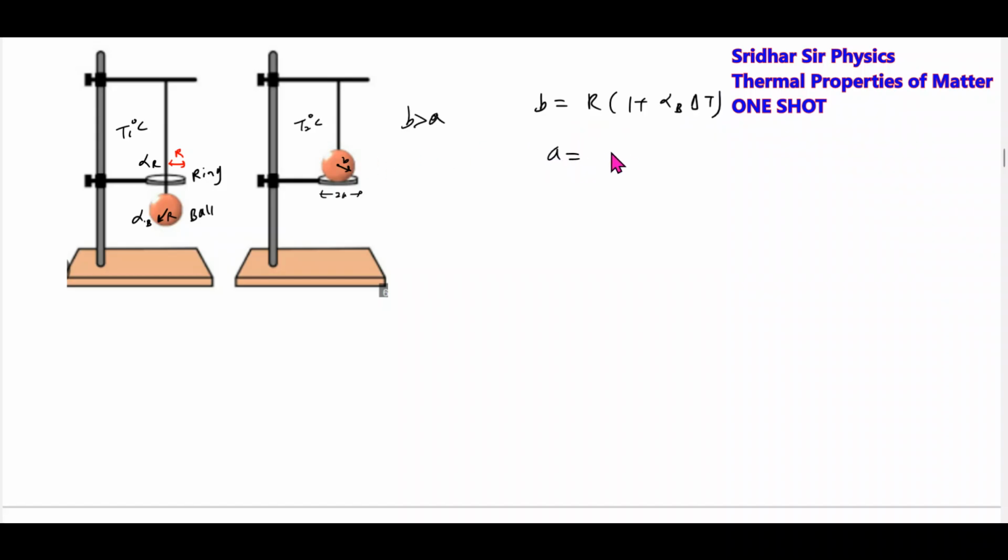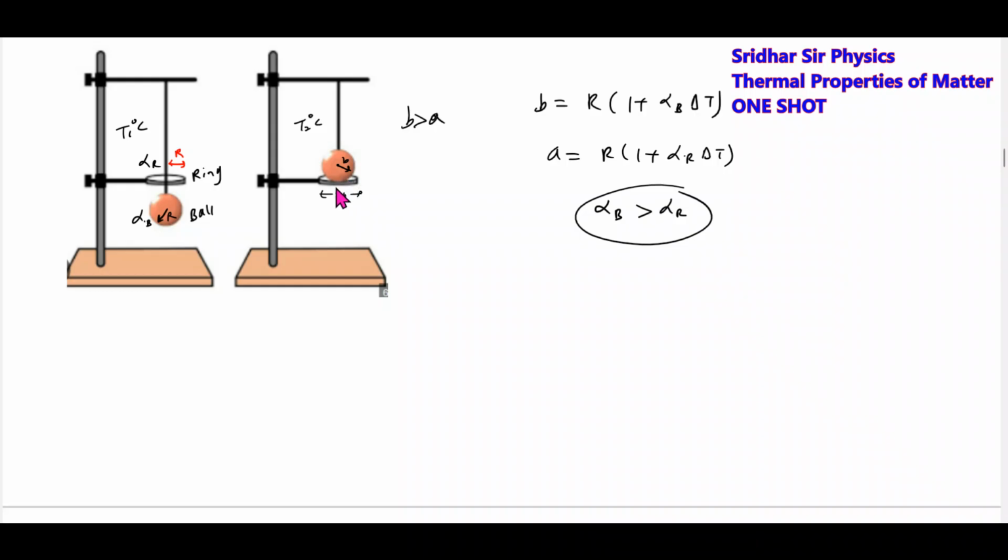Even the ring will expand. A is equal to R into 1 plus alpha of the ring delta theta. Who will expand more? Alpha B is greater than alpha R. Then the ball will fail to pass through. Like this we can find out the alpha of the material. So there's one simple idea.